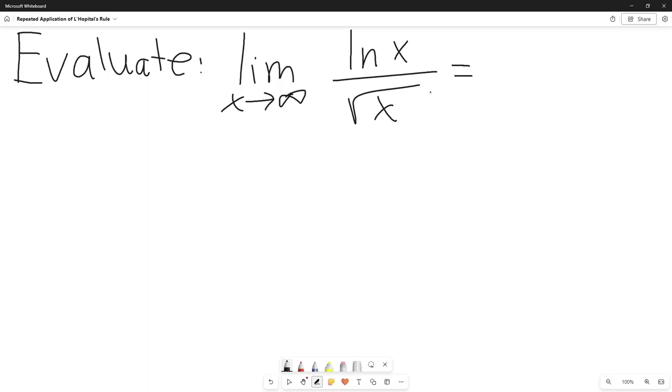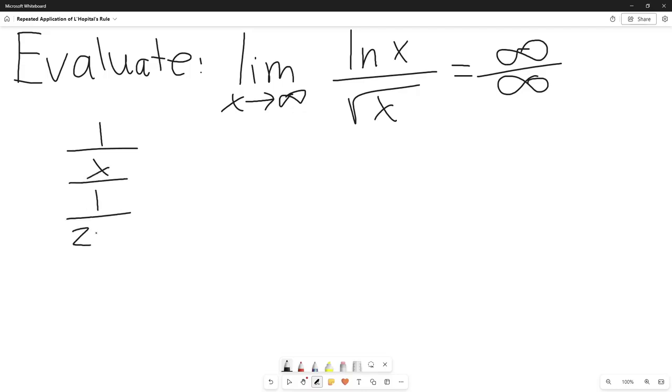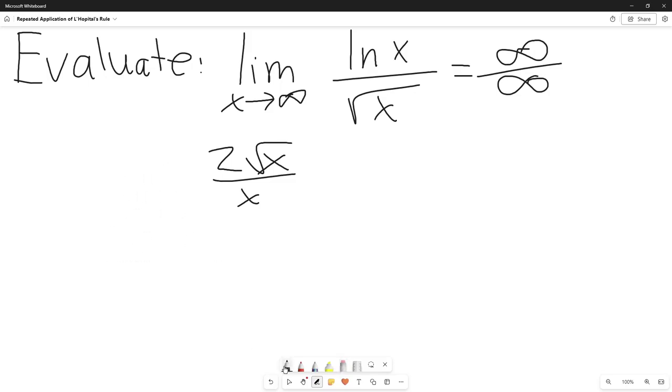And as always, the first thing you need to do is direct substitution. And for this one, we get infinity over infinity, which is indeterminate, which means we can use L'Hopital's rule. So let's use it. Ln x becomes 1 over x, and square root of x becomes 1 over 2 times the square root of x. And this is equal to 2 times the square root of x over x if you just multiply both sides by 2 times square root of x. And again, we're taking the limit of this. So let's rewrite it as the limit as x approaches infinity.